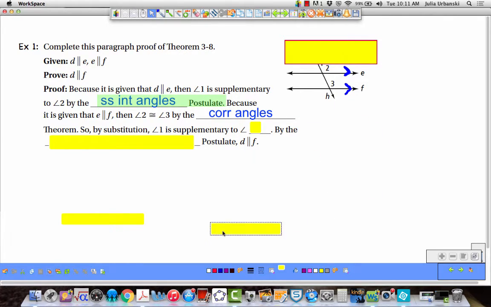Corresponding angles theorem. You said that? I didn't hear it. I'm sorry. Corresponding angles theorem. They have the word theorem down here for you. You would only use the converse if you were going backwards, saying the lines are parallel.